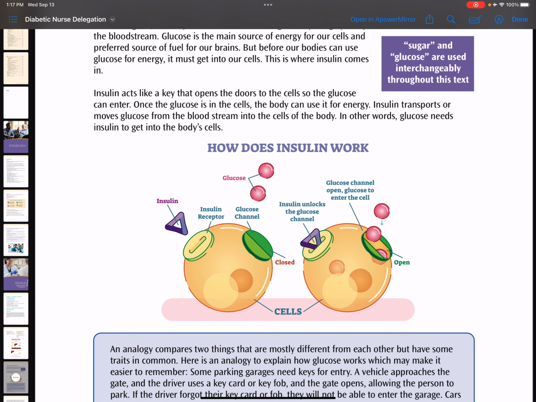Over time, having too much sugar in the blood can lead to serious complications. This may include heart disease, stroke, kidney disease, eye problems, gum disease, nerve damage, and foot problems. Blindness and amputation may also result from these complications.